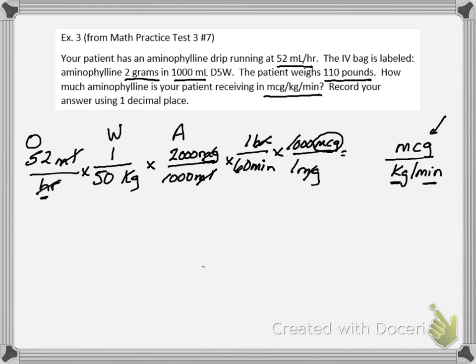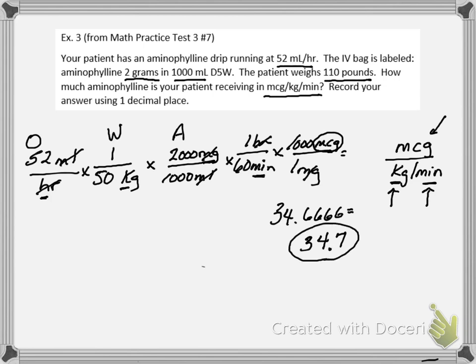I look across the bottom. I have the kgs, which I need in the denominator, and I have the minutes, which I need in the denominator. So I'm done with the math, and so when I multiply it through, I get 34.6666, and I can round that then to 34.7. So it's 34.7 mcgs per kg per minute, and the 34.7 is what I would record in the box on the test.